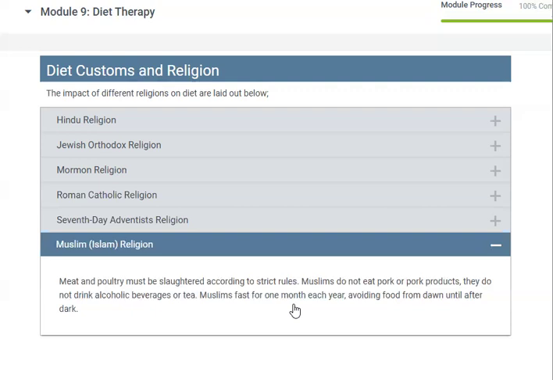Muslims do not eat pork or pork products. They do not drink alcoholic beverages or tea. Muslims fast for 1 month each year, avoiding food from dawn until after dark.